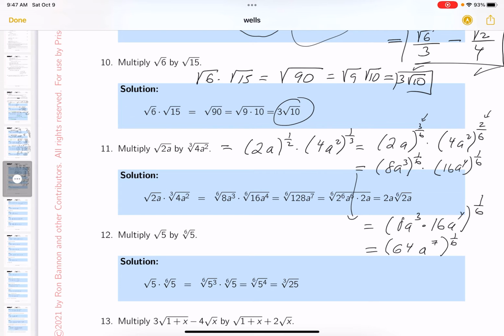So I still have to go for it. Someone says, what are you doing over here? I'm trying to find a perfect 6th. Let's take a look at that. And 64 has something to do with a 2. So I'm going to say 2 times 2 is 4, 8, 16, 32, 64.